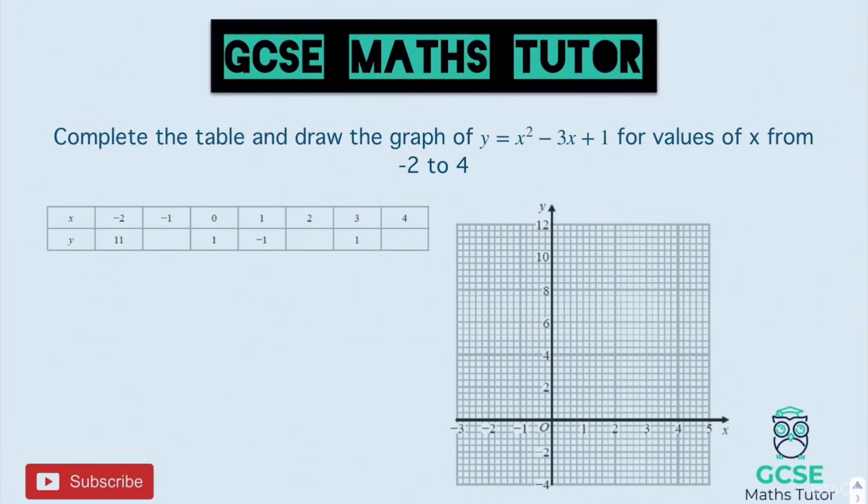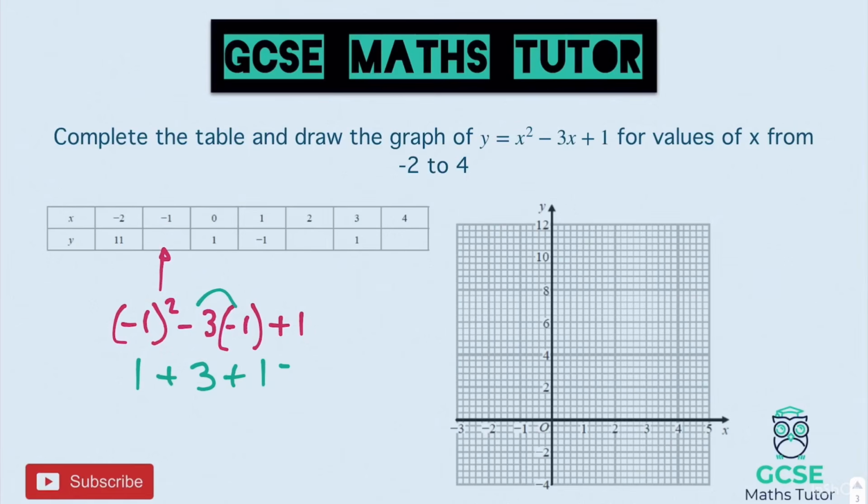Okay, so for this one here, we've got x squared minus 3x plus 1. So this one here is not a very nice one. We've got negative 1 squared, take away 3 lots of minus 1, and then add 1. So let's work this out. We've got 1 and then plus 3, when we do minus 3 times minus 1, plus the 1. So 1 plus 3 is 4, plus 1 is 5. There we go, so that one there is 5.